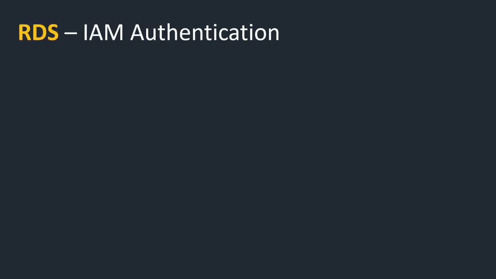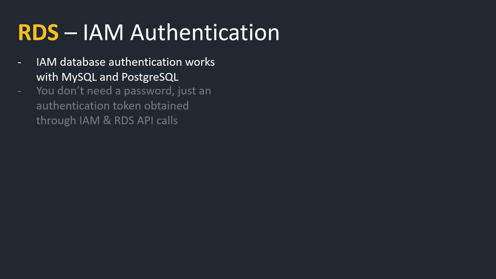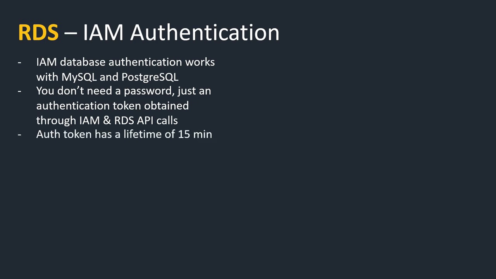Now let's talk about how we can connect to RDS using IAM authentication. As I said, it is only for MySQL and PostgreSQL, and you don't need a password this time. You just need something called an authentication token, and that can be obtained directly using IAM and the RDS API calls. We will see this in the diagram in a second. And because the authentication token is short-lived, it has a lifetime of 15 minutes.